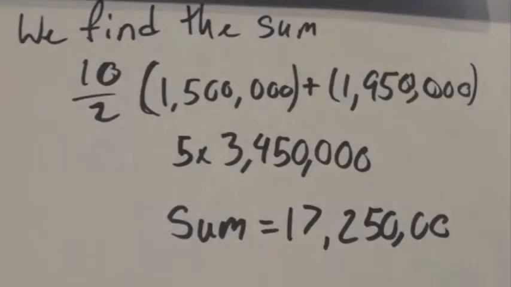After figuring out what a_n was, we used the arithmetic formula, which was 10 divided by 2 times 1,500,000 plus 1,950,000. Then it was 5 times 3,450,000, which equaled 17,250,000 as our total.